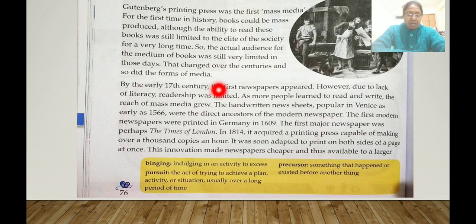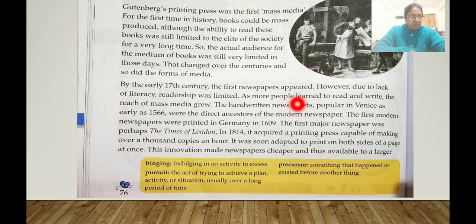Why was the actual audience for the medium of books very limited? The actual audience for the medium of books was very limited because still there was illiteracy and only the elite could read, or the rich or the elite group were the people who could afford buying newspapers or could read. So when did the first newspapers appear? The first newspapers appeared by the early 17th century. So you can see here, early 17th century, the first newspapers appeared.